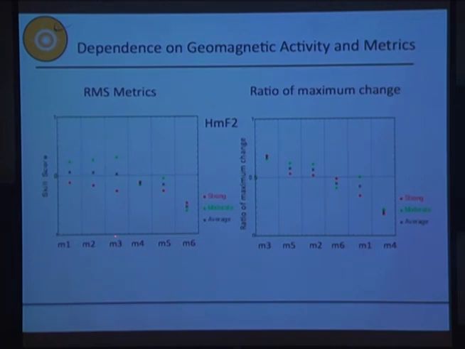Here I just want to make one point. If we use this skill score to compare the model performance, in this case, model 1 does the best job. But if you use the ratio of maximum change, then model 1 performs less well. So the ranking depends on metric selection. As I mentioned earlier, it depends on your application.